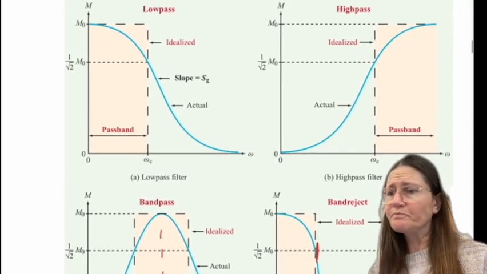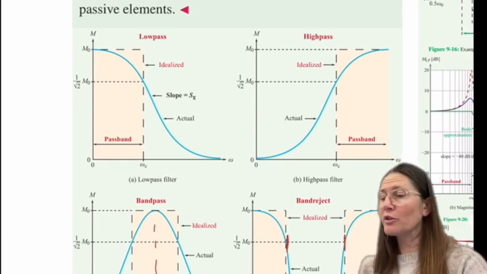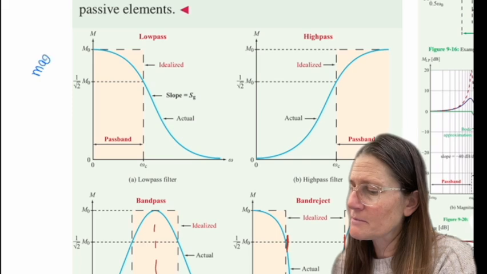Okay, so here is your low pass. These are the magnitude Bode plots.